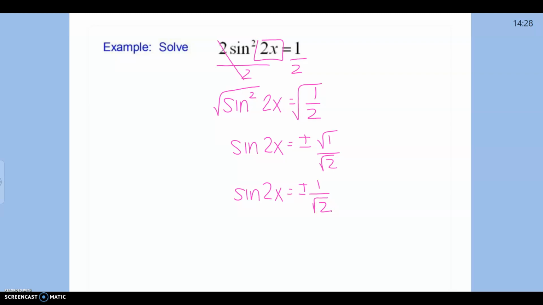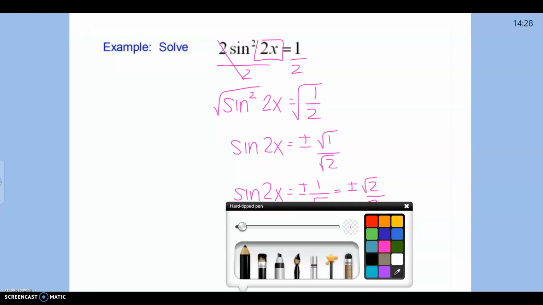Now, typically, we go ahead and flip it over and move on, but this is already sine, which means we're going to be looking at our unit circle, so we need to rationalize this because you're not going to find this on the unit circle. So it's plus or minus square root of 2 over 2.